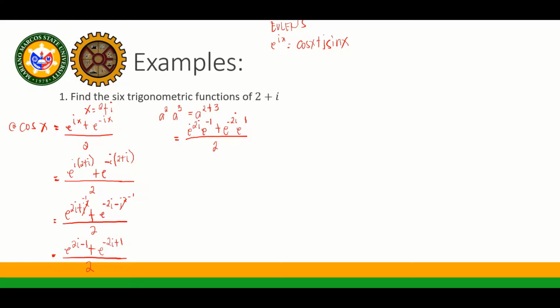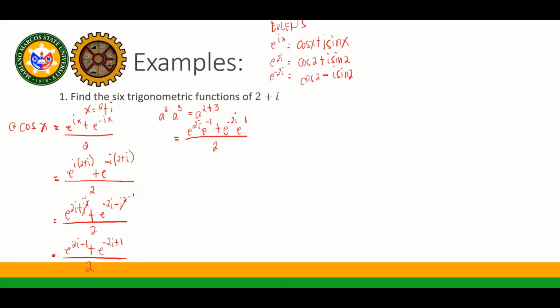Now, we have here e raised to 2i. So if we replace x with 2, so e raised to 2i will be equal to cosine 2 plus i sine 2. So all the x we just replaced with 2. For e raised to negative 2i, this will be equal to cosine 2 minus i sine 2. So the operation only changes when our exponent is negative. Only in this part, okay?